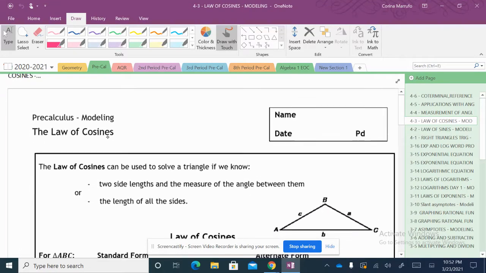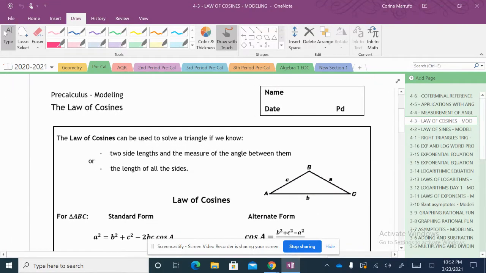All right, so the next lesson that we're going to be covering is the law of cosines. The law of cosines can be used to solve a triangle if we know the two side lengths and the measure of the angle between them, or the length of all sides.